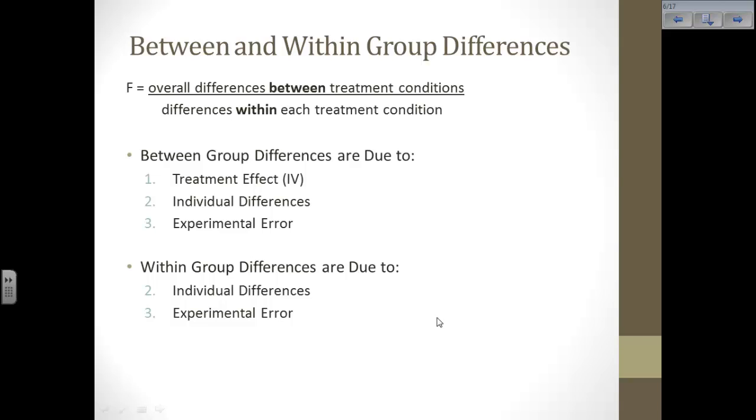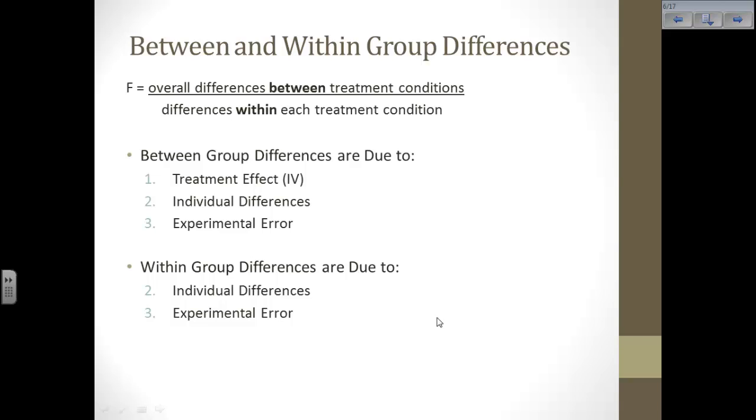Now let's break down the between and within group differences. And this is really important because this is all about what's being calculated in your F statistic for your ANOVA. So before we discuss the calculation of F, I want to talk about what contributes to these differences between and differences within groups. So the between levels or between groups or between conditions, levels, conditions, groups, all synonymous with each other.